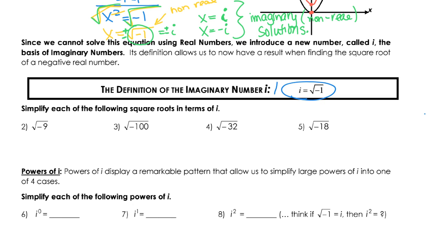All right, so this right here is something you're going to have to 100% know. It's just the definition of the imaginary number i, and i is always equal to the square root of negative 1.